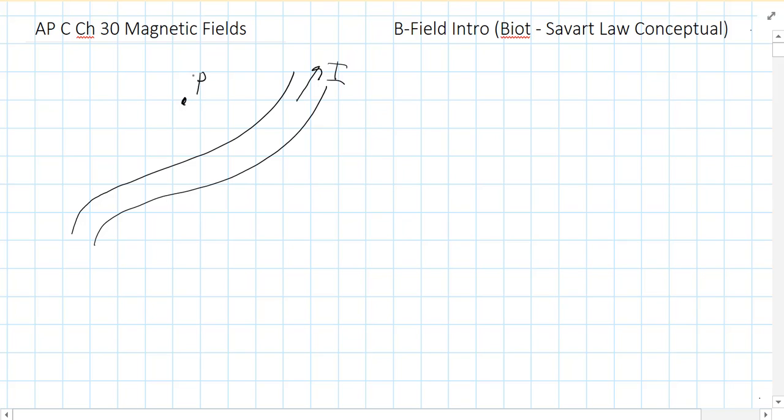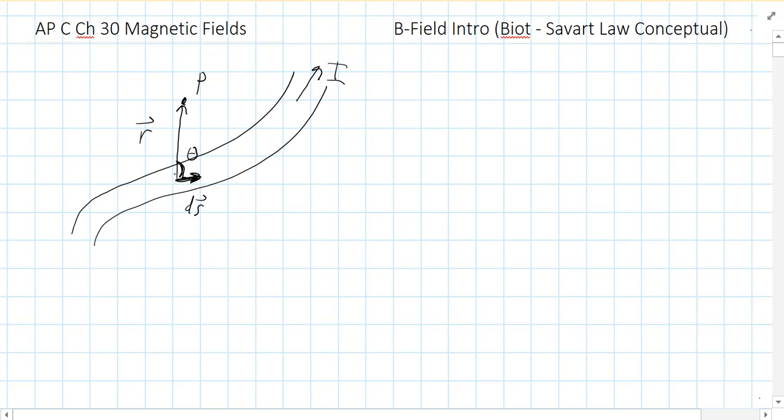And we're going to look at one little tiny chunk of the wire, this little chunk right there. We'll call the length of that chunk ds. So that's the length of that little chunk of wire. And then this would be the radius from that little chunk of wire to our point. This would be the angle between them, which is not 90 here. It's a little less than 90.